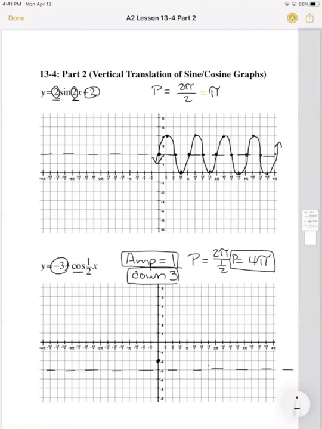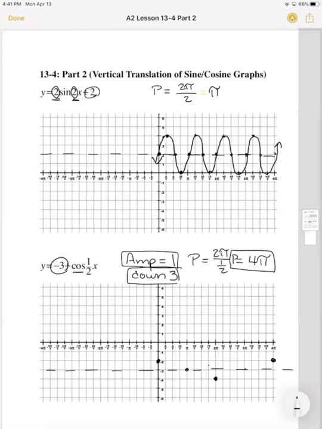But my period is 4 pi, so whoa, look at my maximum. It's going to be way over here. Now, my minimum is going to be halfway between that, which is halfway between 4 pi and 0 radians, and that is going to be at 2 pi, so I'm going to go down 1 unit, and there I have it. Now, halfway between 2 pi and 0 radians, I'm going to cross the x-axis.